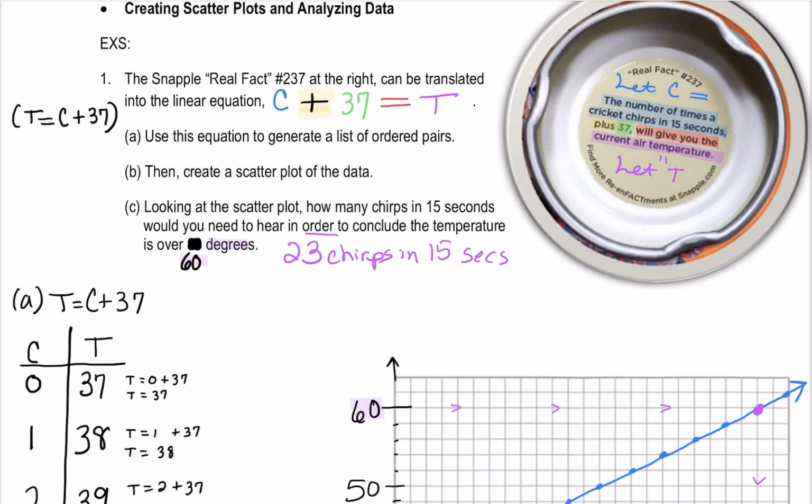Now, of course, we also could have used the equation. We could have subbed in 15 for the t and solved it for the c. But here I said to use the scatter plot. All right, so we're going to start to really focus in on this type of relationship in the next couple of sections, which is lines.